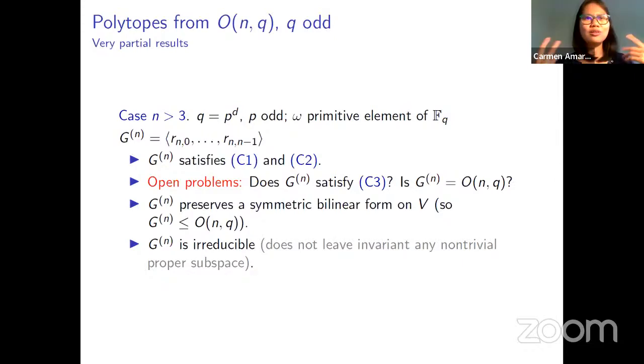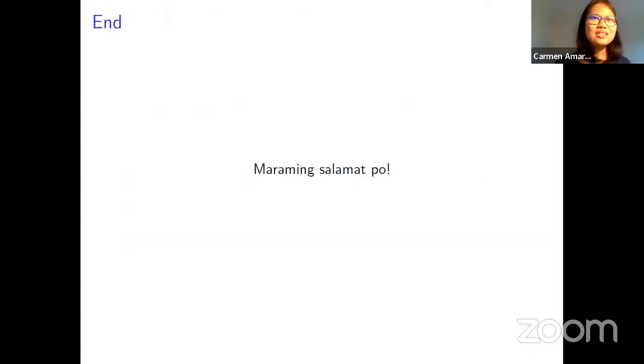Of course, there are more general open problems. I think there are only a few results here so far. So what about other groups? Can you also find a string C group representation for other kinds of groups? And so can other kinds of groups also be admitted as automorphism groups of abstract regular polytopes? And that is the end of my talk. Thank you very much for your attention.